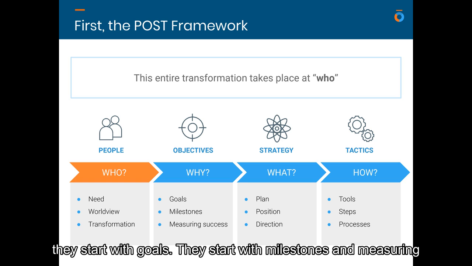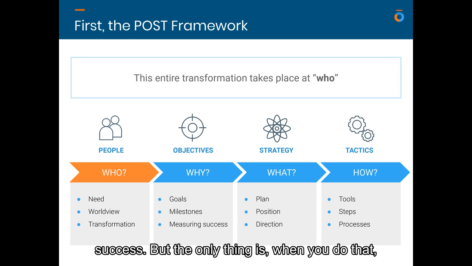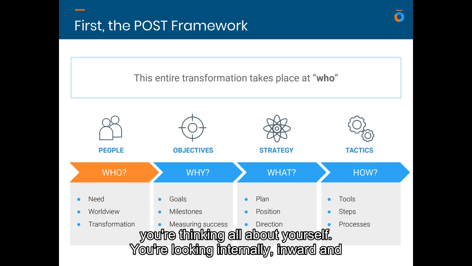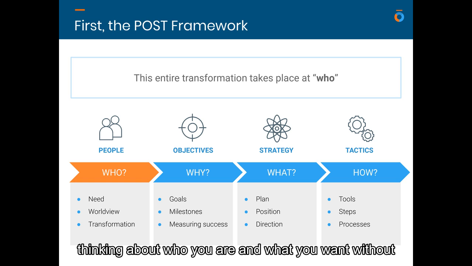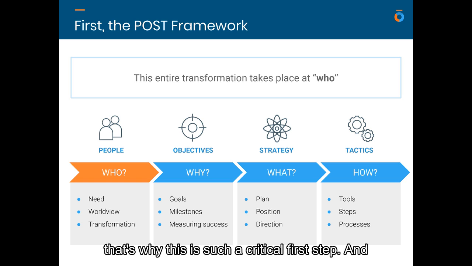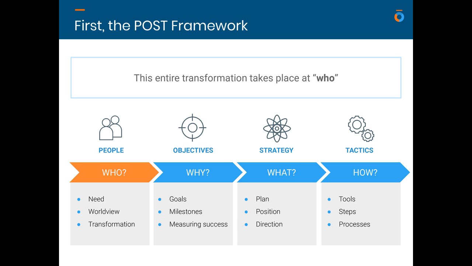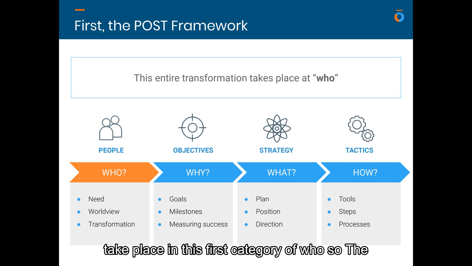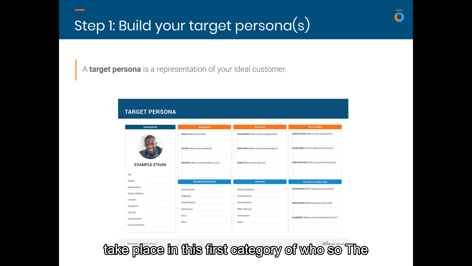They start with milestones and measuring success. But the only thing is, when you do that, you're thinking all about yourself. You're looking internally and inward and thinking about who you are and what you want, without thinking about who your customer is and what they want. So that's why this is such a critical first step. And this entire transformation, the entire 6 steps that we're talking about, take place in this first category of who.